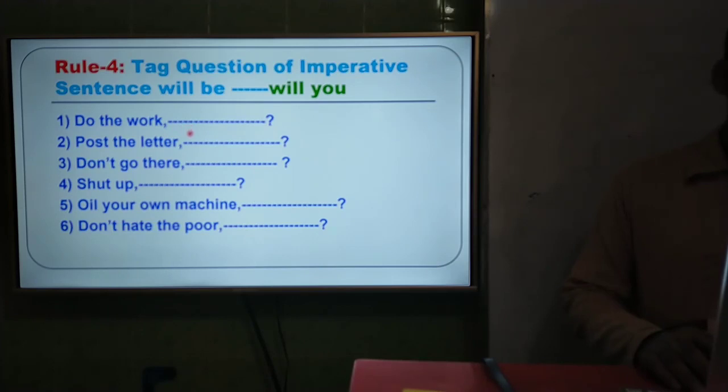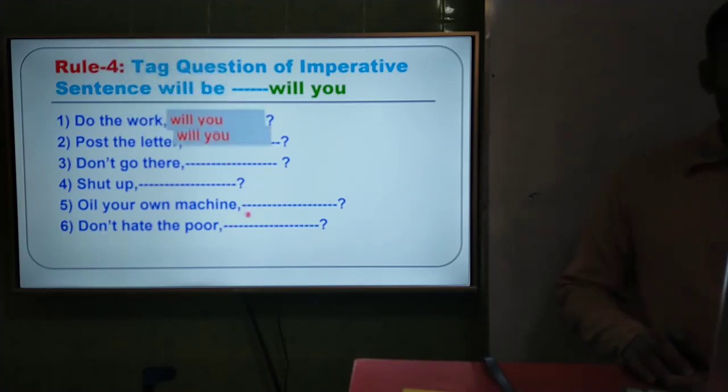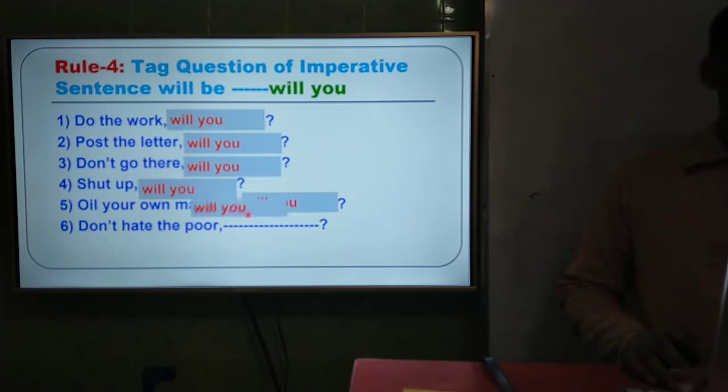Here we can use different types of tag question, but we should use only "will you" to avoid controversy. That means when we get any kind of imperative sentence, with "not" or without "not", we will use "will you" as the tag question. So the answer will be "will you" for all these. Shut up, will you. Wind your own machine, will you. Don't hate the poor, will you.